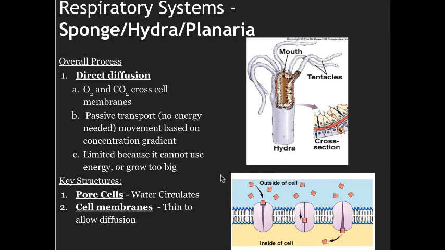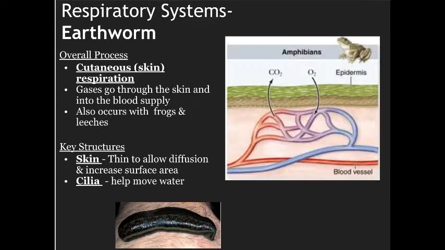But remember, this strategy of direct diffusion won't work for something that is big, fast, needs to move a lot, because it just needs more oxygen because it requires more energy. The more energy you use, the bigger you are, right? The more oxygen you're going to need. And direct diffusion just is not going to cut it. How are they highly specialized? They have pore cells. Water can circulate in through them. And then again, the thin cell membranes allow them to diffuse more readily.